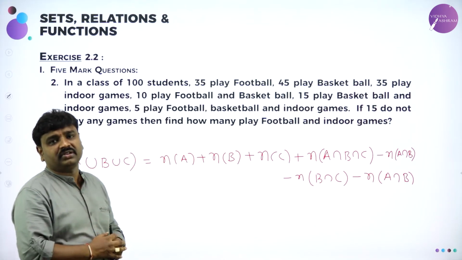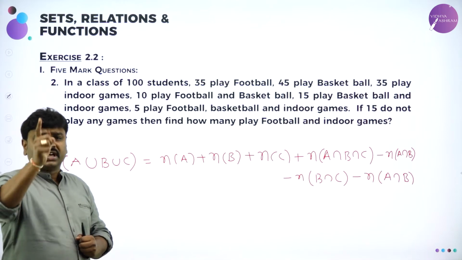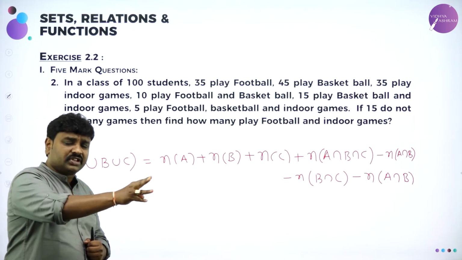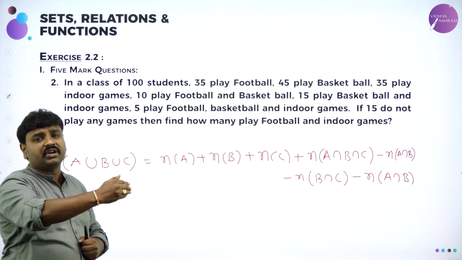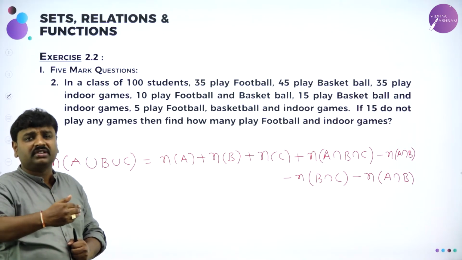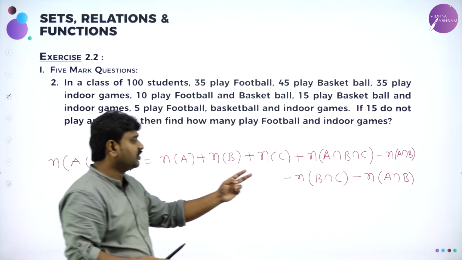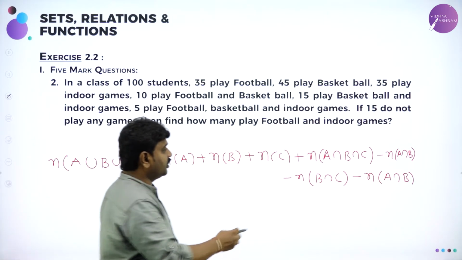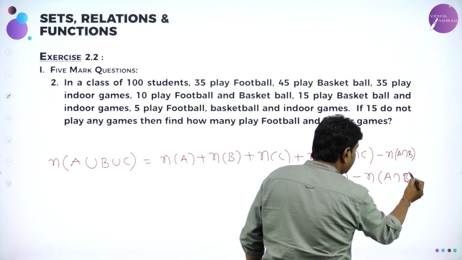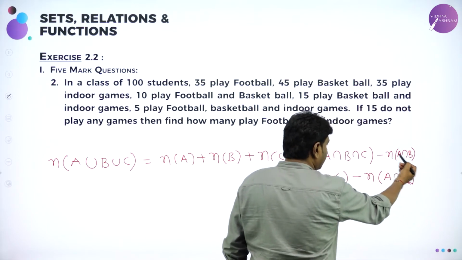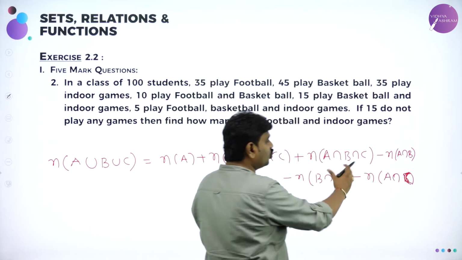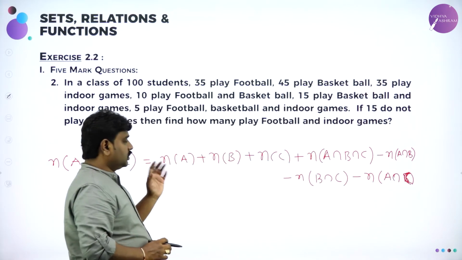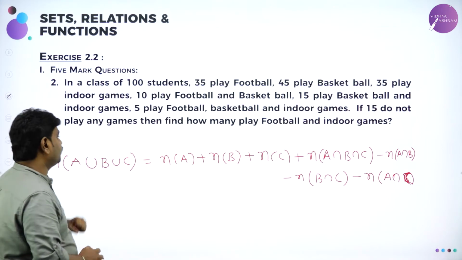Then we'll apply this. What is n of A union B union C? n of A plus n of B plus n of C plus n of A intersection B intersection C minus n of A intersection B minus n of B intersection C minus n of A intersection C. AB, BC, AC you remove. Can you recollect this? We'll apply the same.